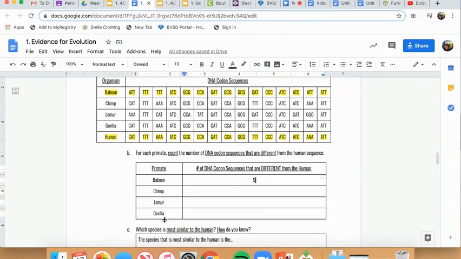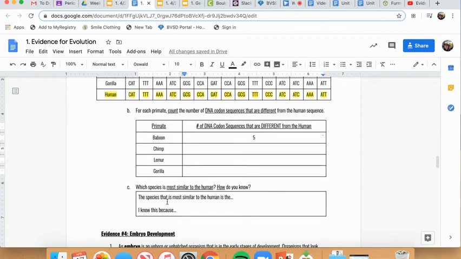Then you would just do that for the remaining 3 primates. And then the final question for this section is, which species is most similar to the human, and how do you know?